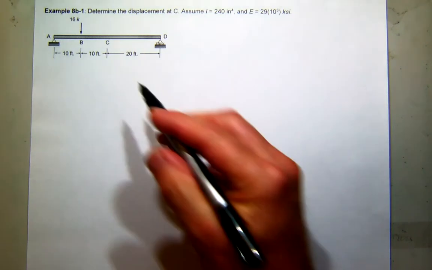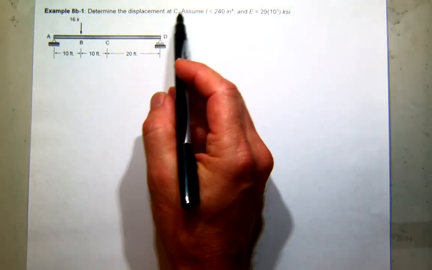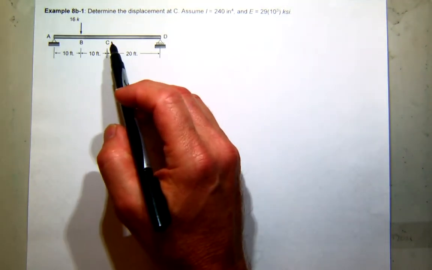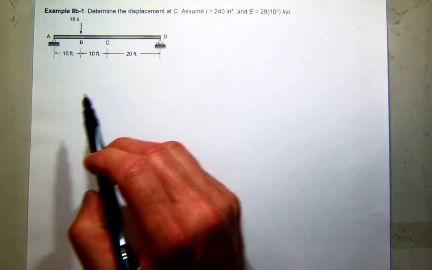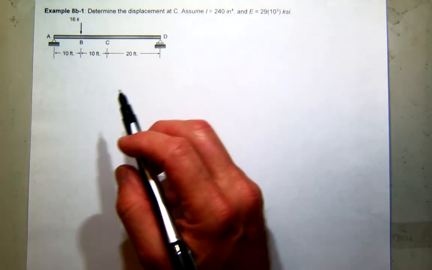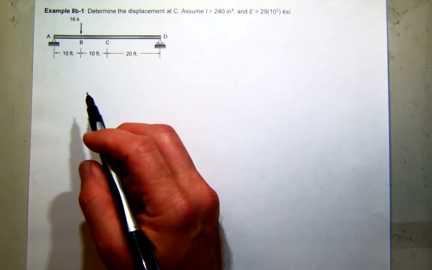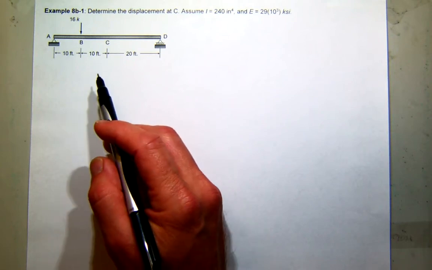All right, so let's look at this problem. We're trying to find the displacement at C, which is right there in the middle. Just the displacement, not the slope. Let's talk about the three methods that we've introduced so far. Let's talk about first direct integration.